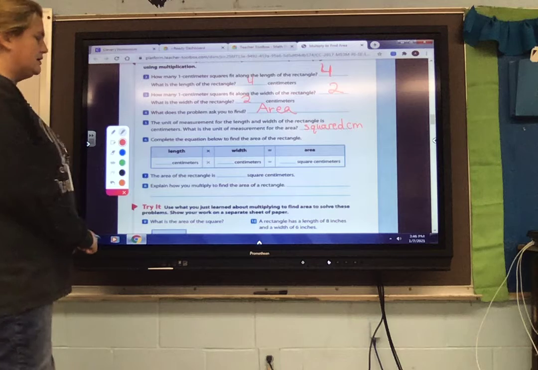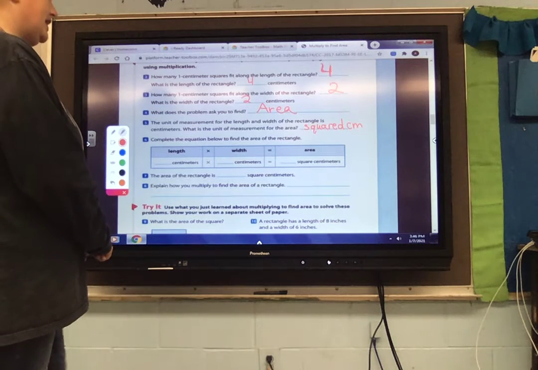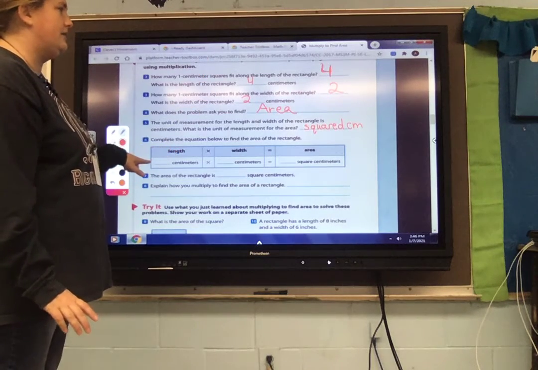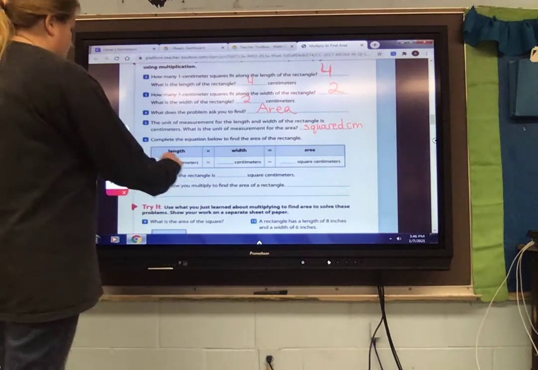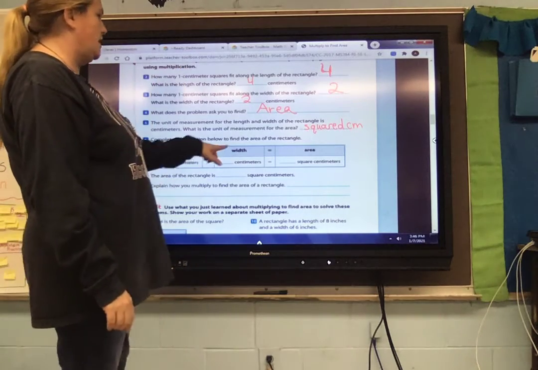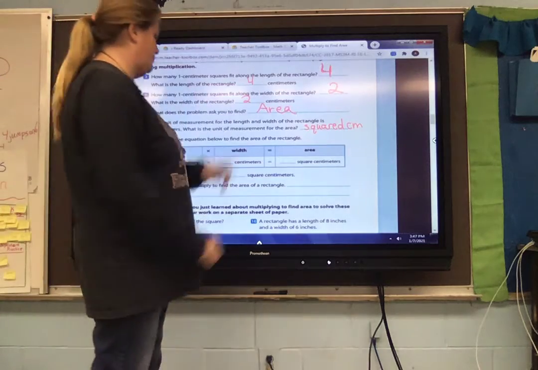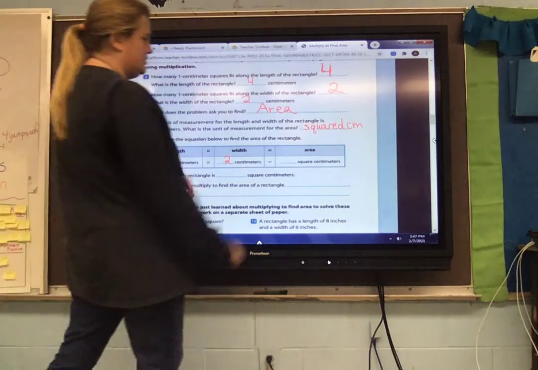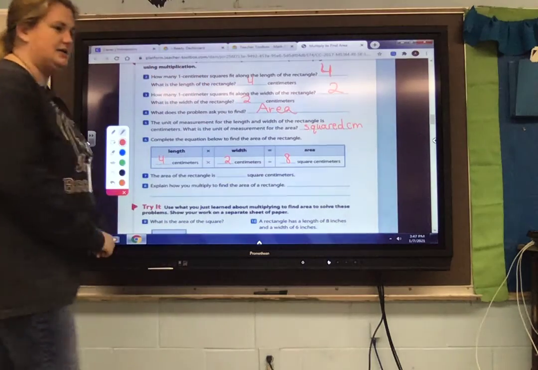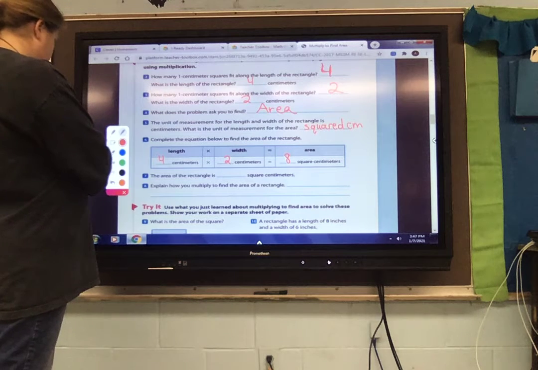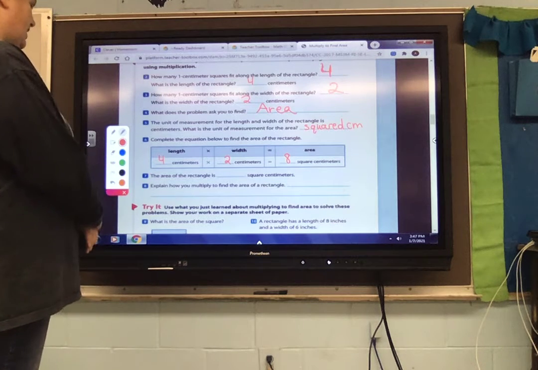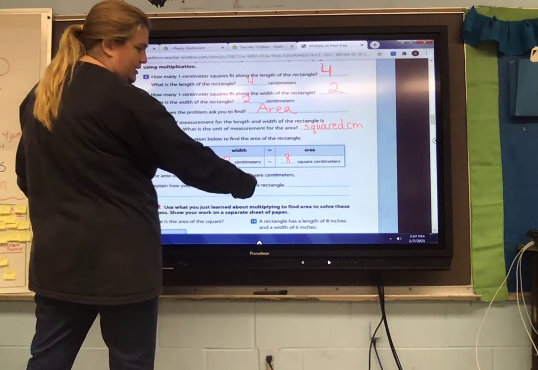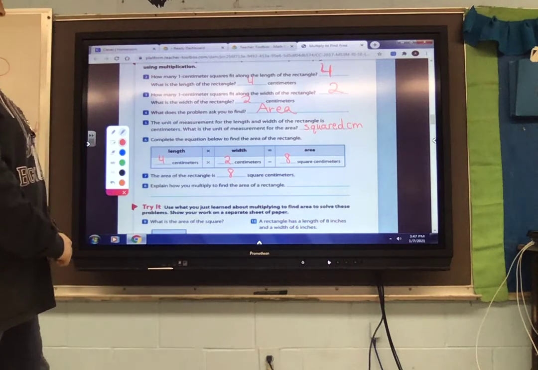Number 6, complete the equation below to find the area of the rectangle. So remind me, what was our longest side or our length? 4, that was on number 2. Times our width, that's our shortest side, that was number 3, 2, equals, so let's do our multiplication. 4 times 2 equals 8 square centimeters. Number 7, the area of the rectangle is 8 square centimeters. So we're just going to write our answer down again.